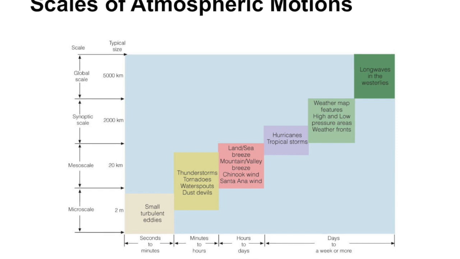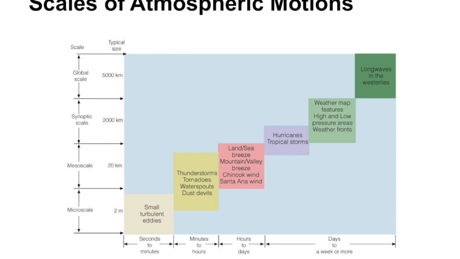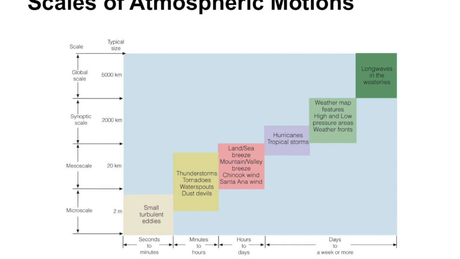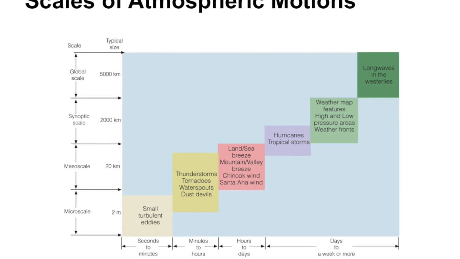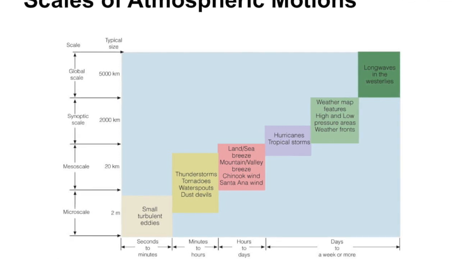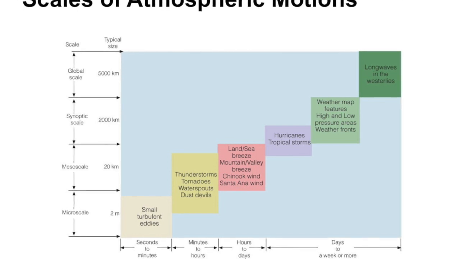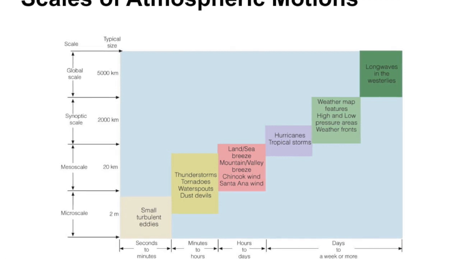Then we go to the smaller scale, the hurricanes and the tropical storms, which also last a couple of days. It's also a relatively large scale weather phenomenon. So the long waves in the westerlies have a distance scale of 5,000 kilometers, and the highs and low pressure areas have a scale of 2,000 kilometers, which is also known as the synoptic scale. And then the hurricanes and the tropical storms are somewhere in between the synoptic scale and the mesoscale, which goes from 20 kilometers to 2,000 kilometers in size.